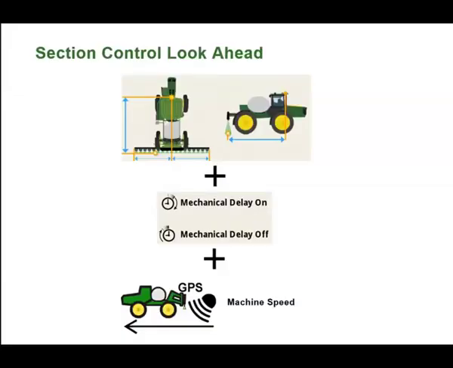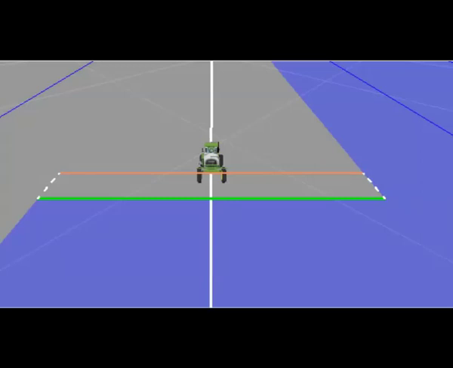Now that we have successfully provided the system with our machine and implement dimensions, we have accurately tuned our mechanical delay on and off times, and defined our desired overlap settings, we can use this information along with the machine speed to calculate a look-ahead for section control points. This look-ahead provides the system with the location that an on or off command must be sent at the current speed and heading in order to accurately start or stop product flow in the current control location.